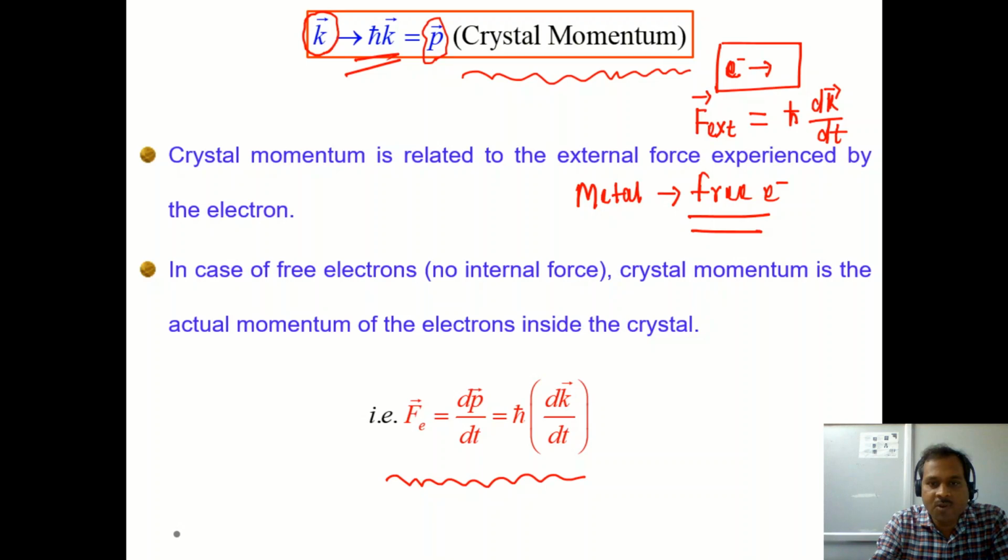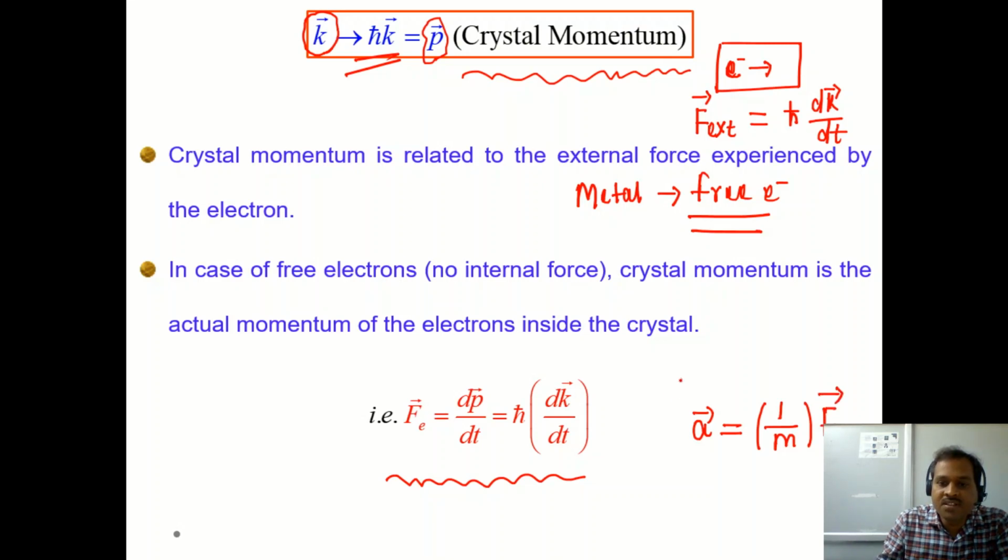So with this information, let us look at the acceleration of the electron. We know from classical mechanics that the acceleration and the force are related through Newton's law of motion, that is a equals 1 by m into F. So let us try to have this kind of expression for the moving electron inside the solid.